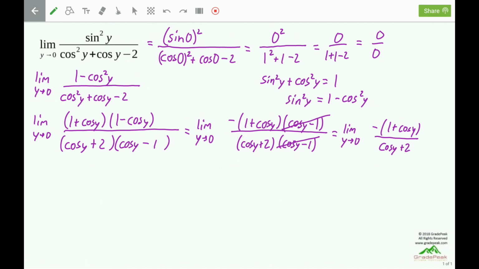And our next step is we should be able to plug 0 in for the remaining y's. That will give us negative of 1 plus the cosine of 0 divided by the cosine of 0 plus 2. The cosine of 0 is 1, so we'll have negative of 1 plus 1 divided by 1 plus 2. So we will have the negative of 1 plus 1 is 2 over 1 plus 2 is 3.